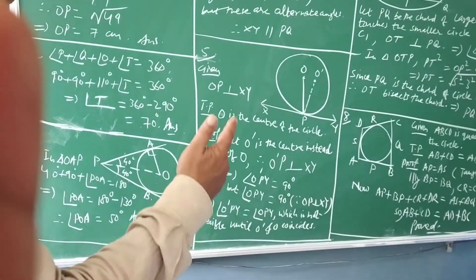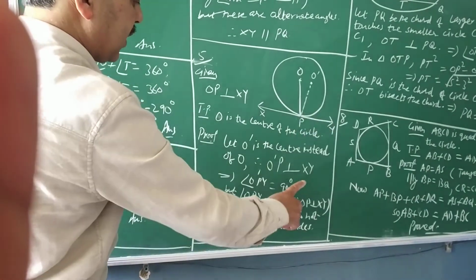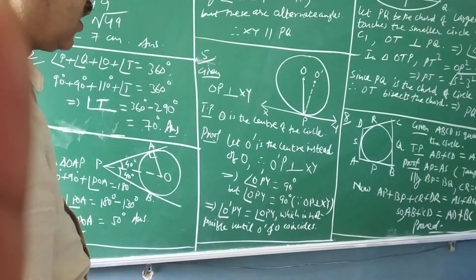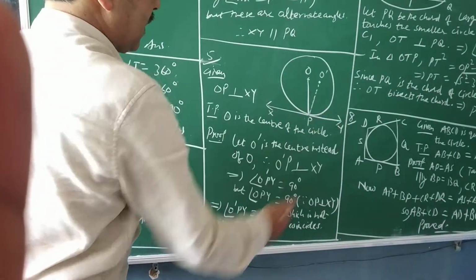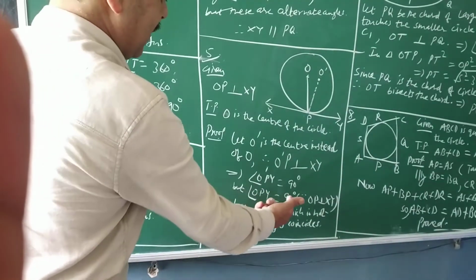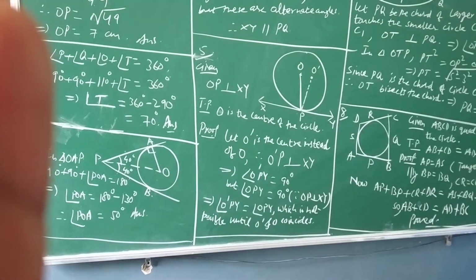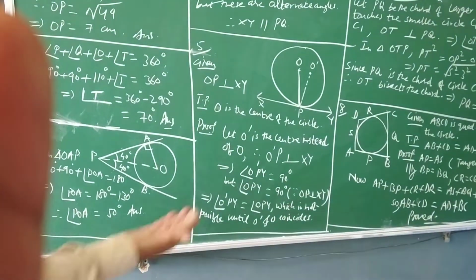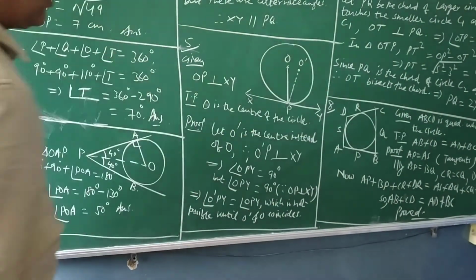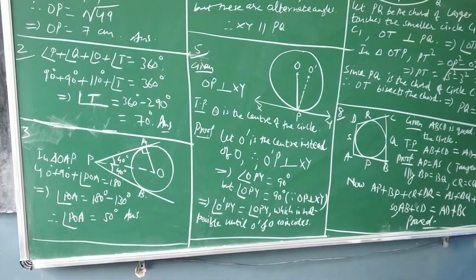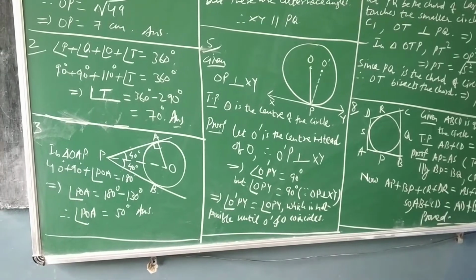So if O dash P is perpendicular to XY, then angle O dash PY will be equal to 90 degree, as we know that radius is perpendicular to the tangent again. But you are given that OP is perpendicular to XY, so angle OPY is also equal to 90 degree. If OPY is also 90 and O dash PY is also equal to 90 degree, there is a clash, which is not possible at all unless O dash coincides with O or O coincides with O dash.